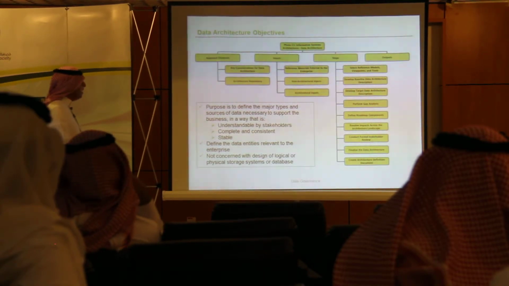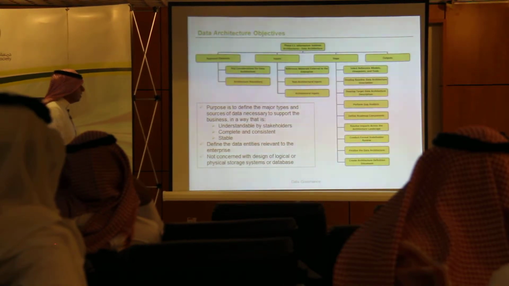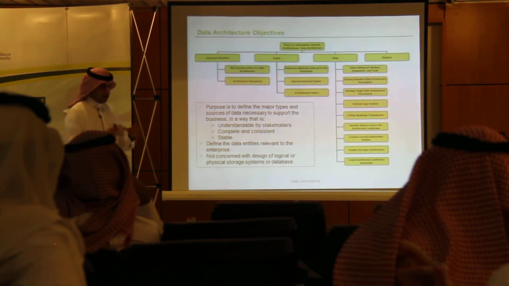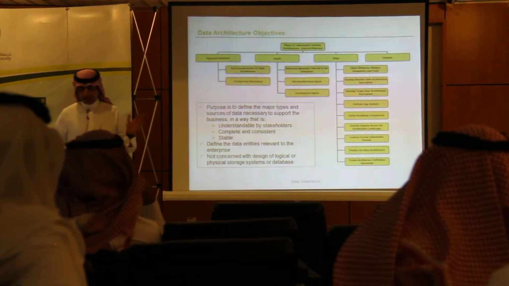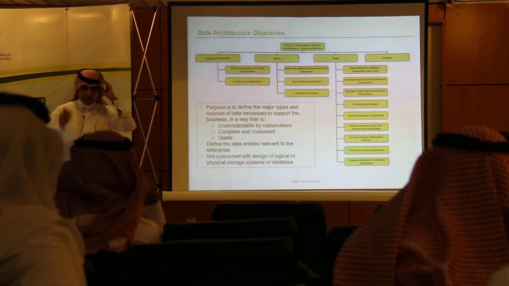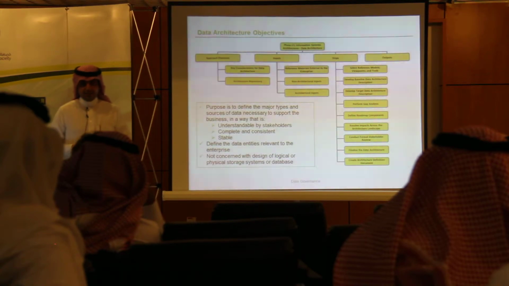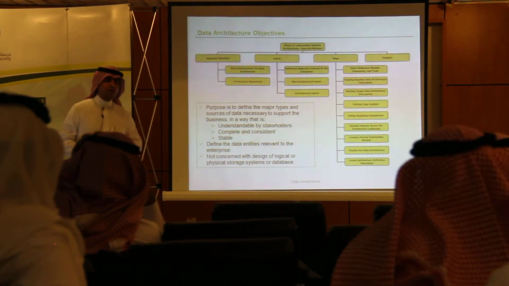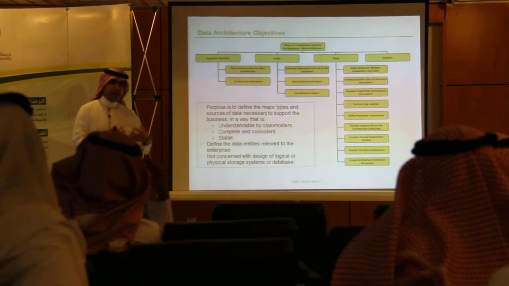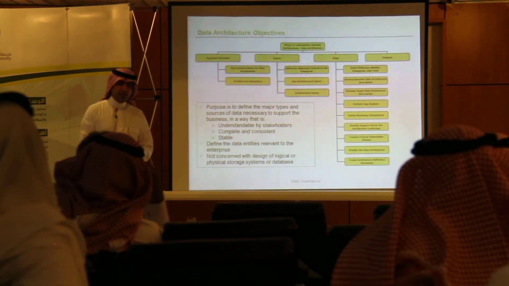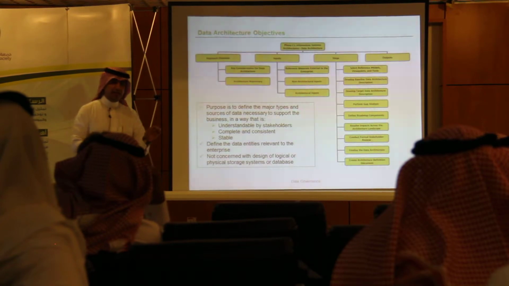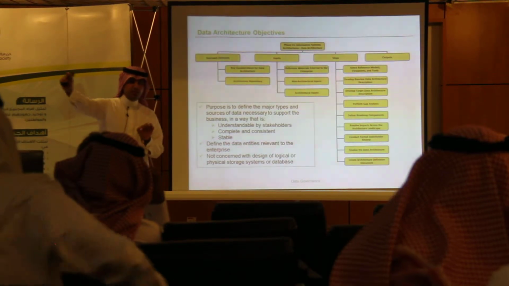The purpose of the data architecture within TOGAF is to define the major types and sources of data needed to support the business. You want to build your enterprise architecture, take it as a general. You need to know what data you have. So you have to go to all the systems, break them down, and find all the data used in the systems. And try to build the architecture, the mapping between the data and how the data within that system is used with that system.